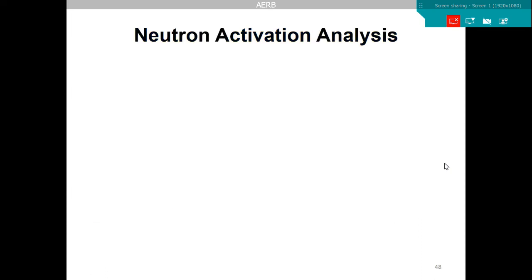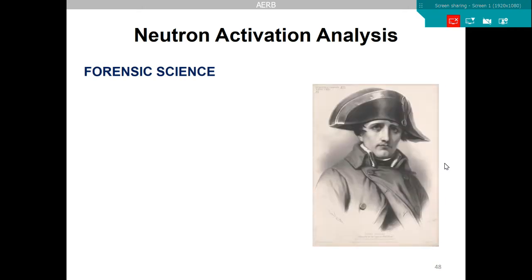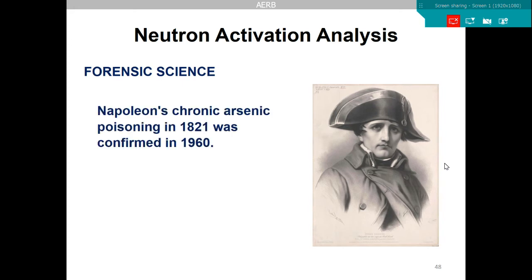Now there is one more example, that is forensic science. You recognize this gentleman? Napoleon Bonaparte. He died in the prison of St. Helena in the year 1821. At that time, it was suspected that he died of arsenic poisoning. There was no reliable way of determining whether he died of arsenic poisoning or not. But it was confirmed in 1960. How did they do it?